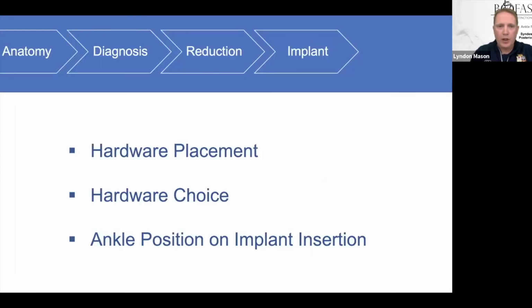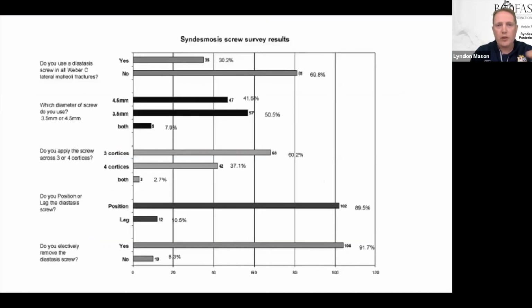What implant do you use? So this was a paper from FAI many years ago, and you can see when they asked all the different questions, there was a raft of different answers. But do you position the live screw, diastasis screw, was relatively uniform, and I agree with that. Do you elect to remove the screw? This was over 10 years ago, and they said mostly yes, but we go through why, and I don't elect to remove mine.